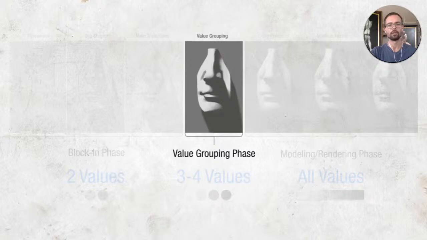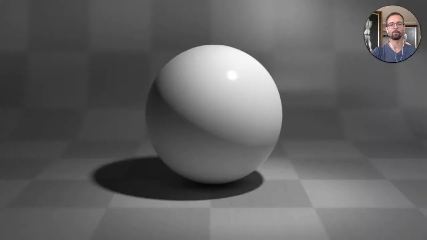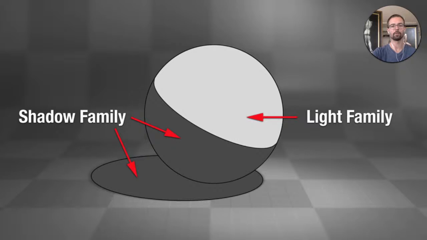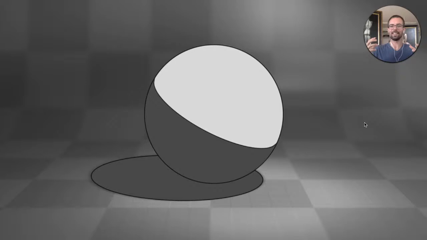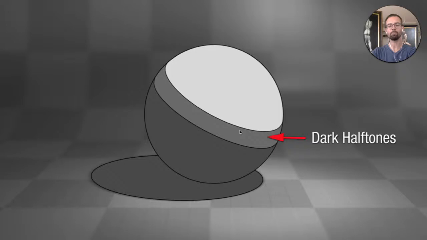So let's take a deeper dive into the value grouping. If we have a sphere like this, this is, remember, going into light logic. We're grouping values based on what the light is doing with the subject. And most fundamentally, we separate it into light and shadow. Two families, the light family and the shadow family. And in the light family, if we have to be disciplined and have as few value groups as possible, the most important group is going to be down here, the dark halftones, because that's where the value changes most dramatically inside of the light.